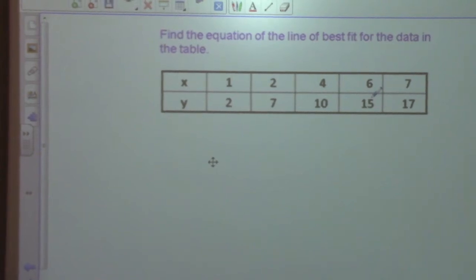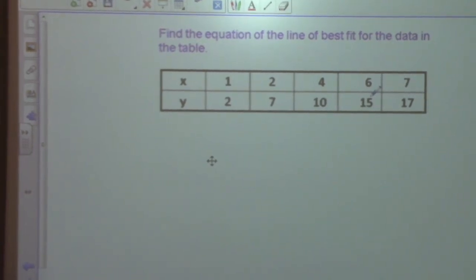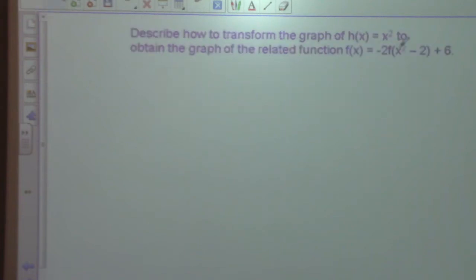Okay, the way we left off, I think it was last Friday, we went over this thing here, didn't we? Line of best fit. Remember that? Yes, sir. And then here we are to this one here.